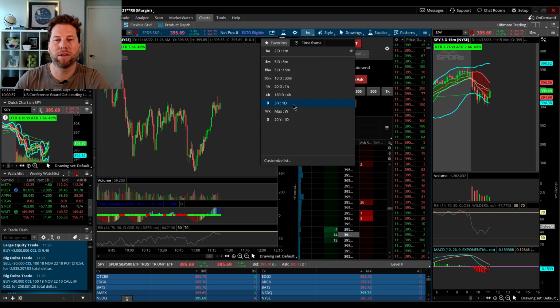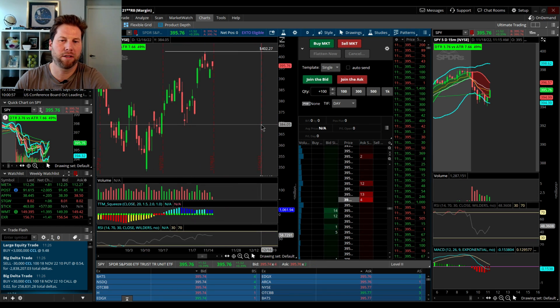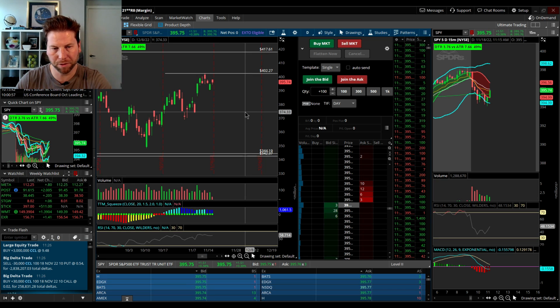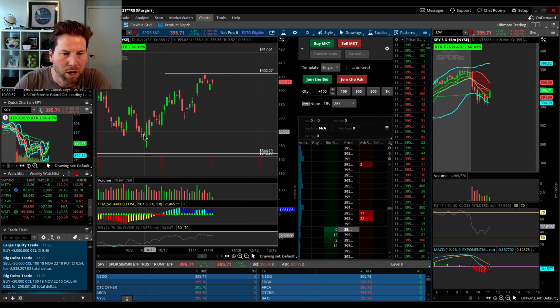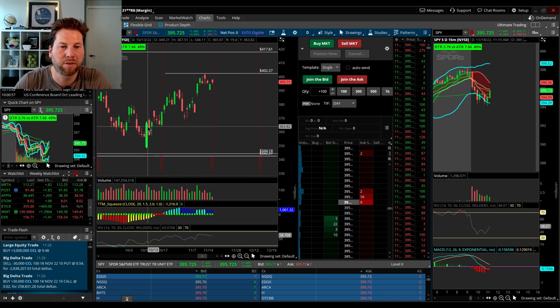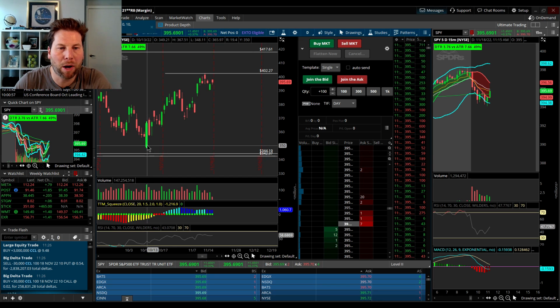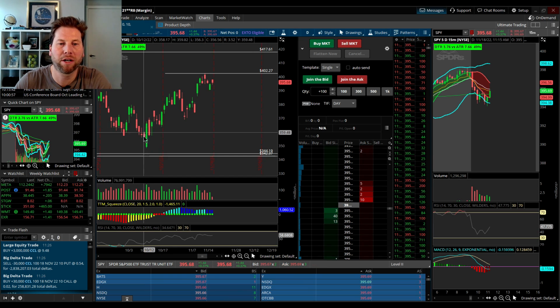So going back to the daily time frame, this is just on the SPY, an ETF for the S&P 500. We can see here, we had a really green day, right? And you had a lot of people come in and buy and push price up very aggressively.